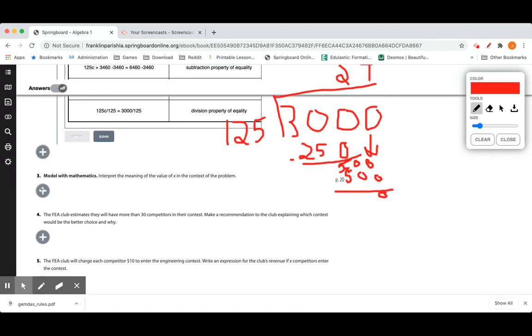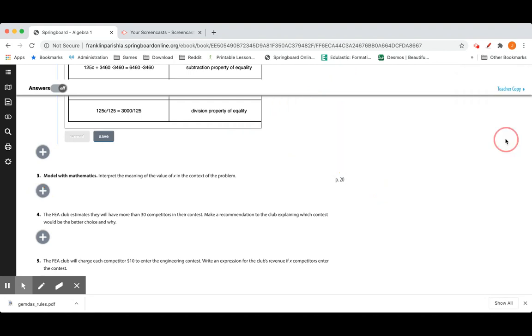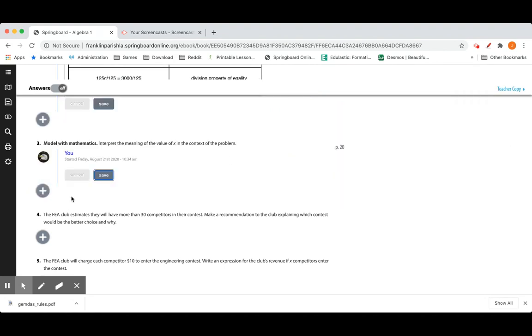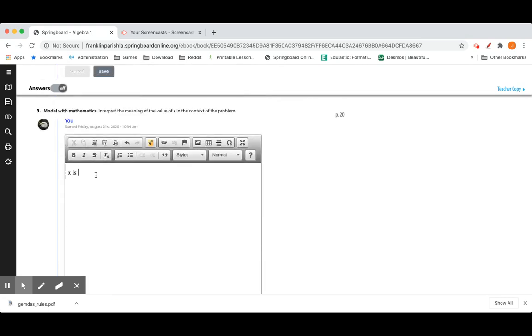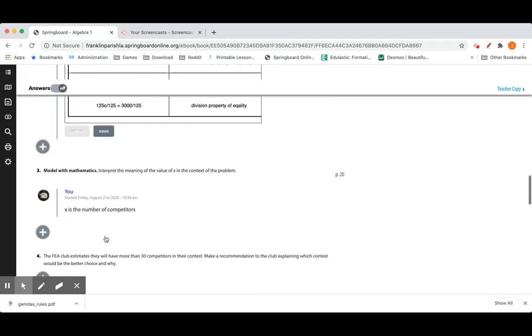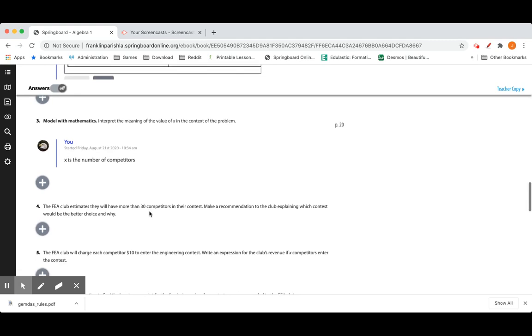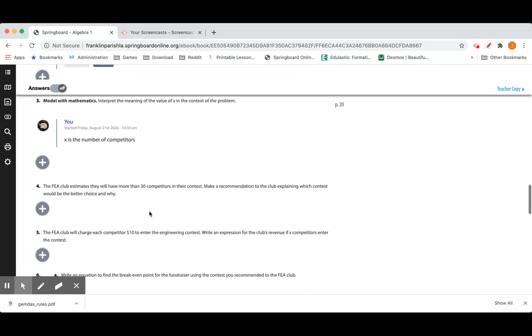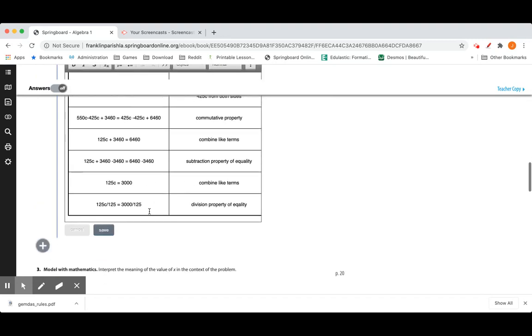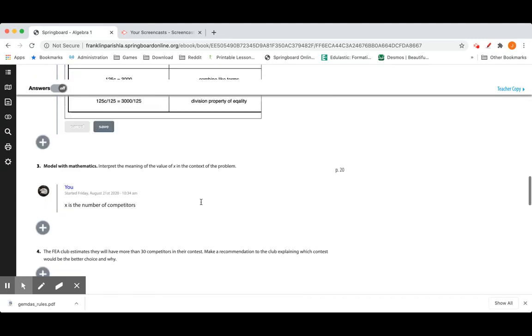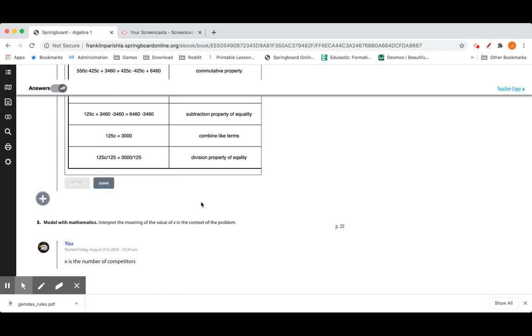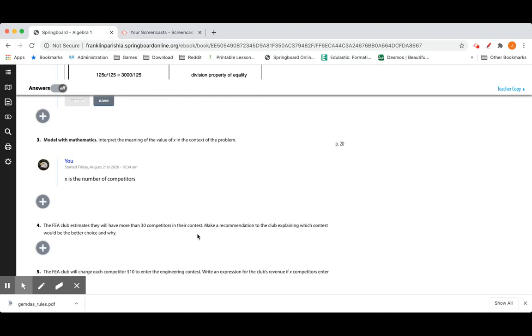Interpret the meaning of the value of X in this problem. Hold on, notes. X is the number of competitors. The FE Club estimates that there must be more than 30 competitors in that contest. Make a recommendation to the club explaining which contest would be better to choose and why. So we found out that they're equal at 24. But now they say they want to have more than 30.